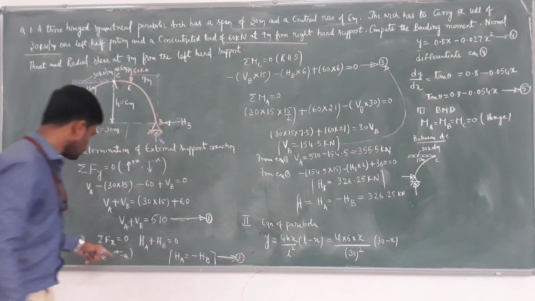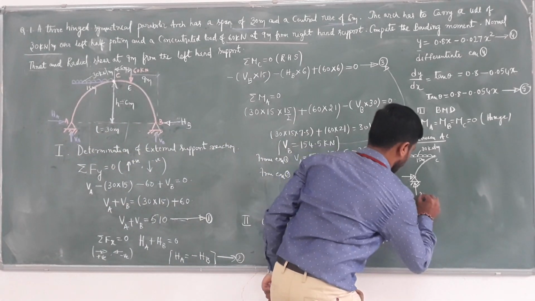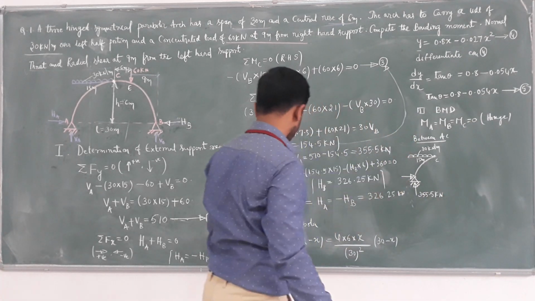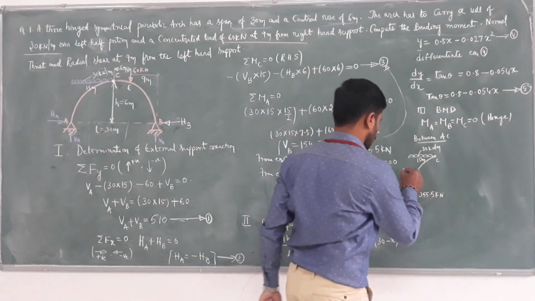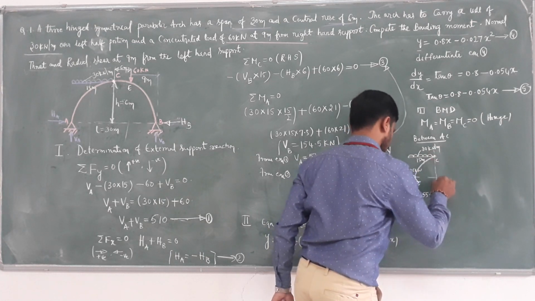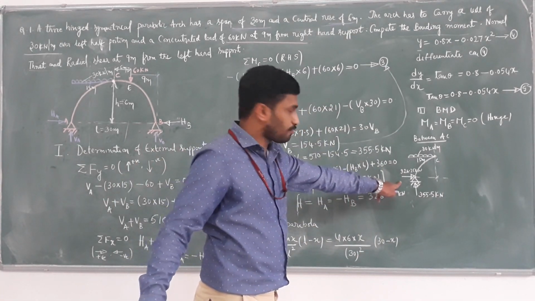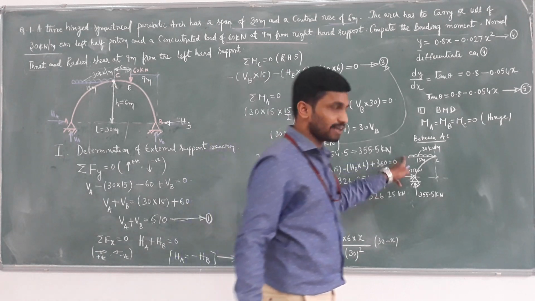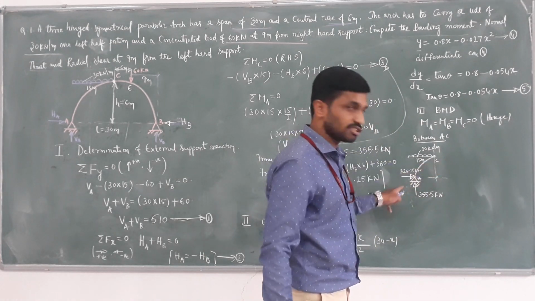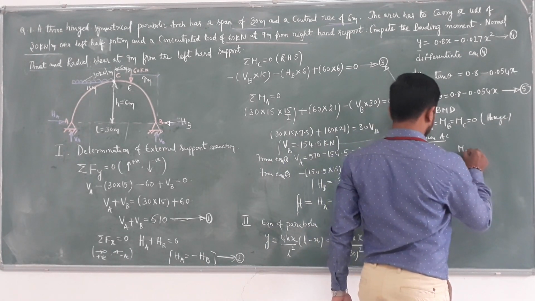What is VA? The VA value we have determined is 355.5. What is the value of H? That is HA equals HB, 326.25 kilonewton. So exactly at center, compute the value of the maximum moment between A and C. How to determine M max between A and C?